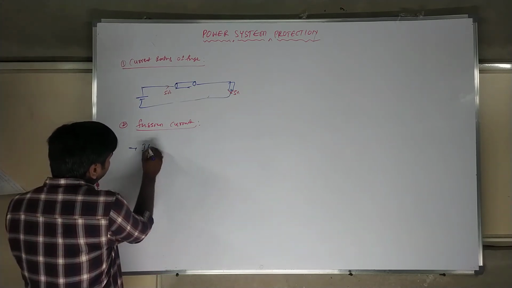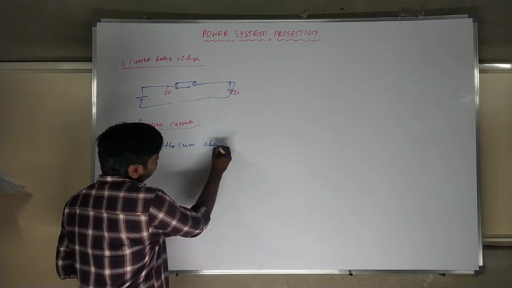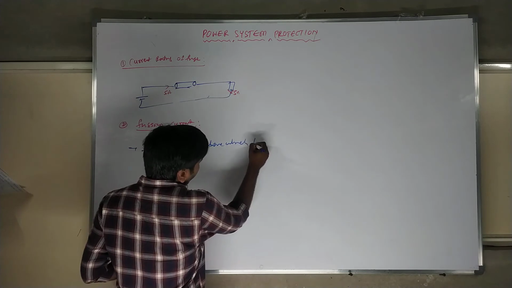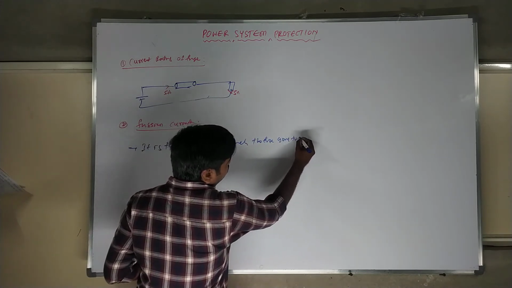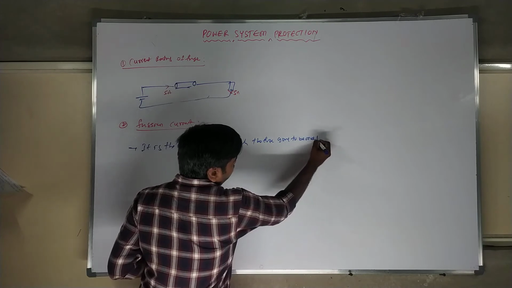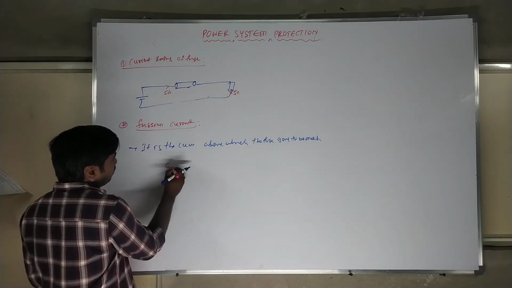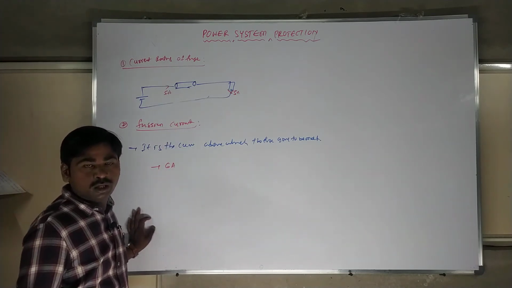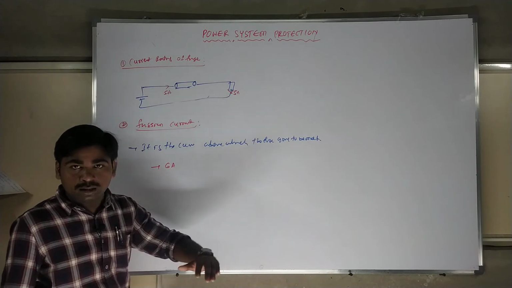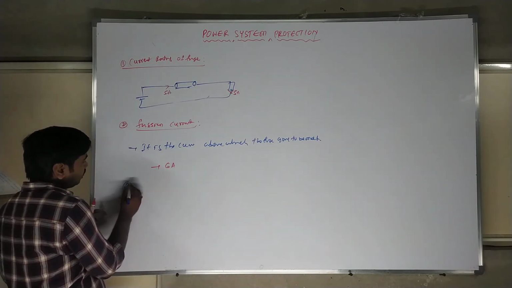It is a current above which the fuse is going to be melted. If you send 6 amps current, the fuse is going to be melted. Understood? That means it is a peak current above which it will melt. That's what fusion current is. Next, the third thing is an important thing.